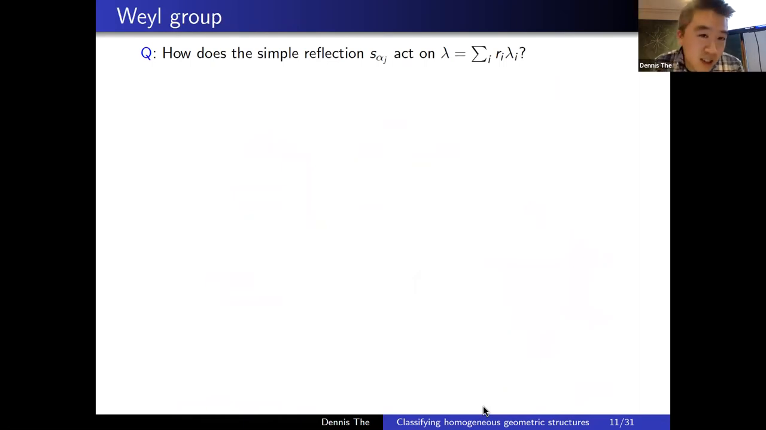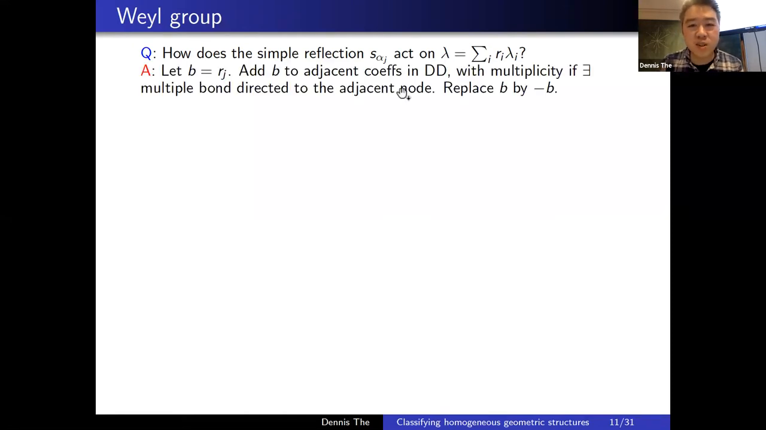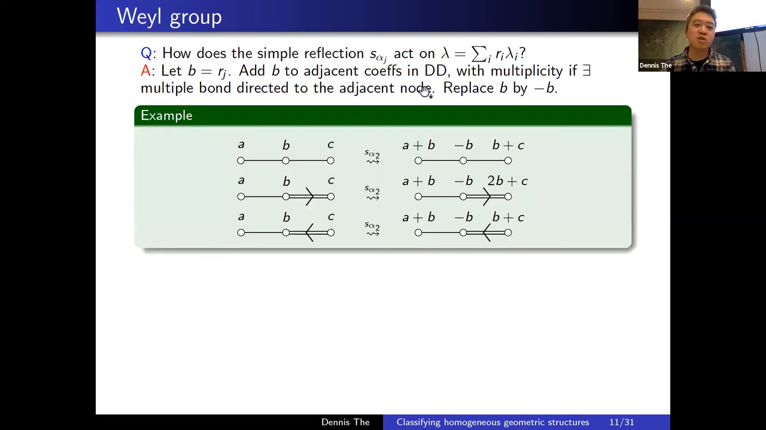The cohomology theorem is going to be on the next slide. I need one more ingredient. How does the simple reflection S_alpha_j act on a weight expressed in terms of the fundamental weights? These R_i's are coefficients in that fundamental weight basis. Little explanation here, but probably more instructive is to just go through this diagrammatically. So here I'm doing reflections through the middle node, S_alpha2. What do you do if you have a single bond? All you do is the following.